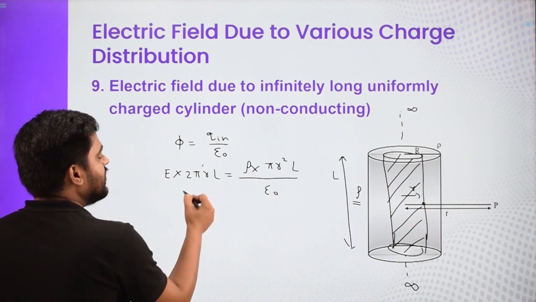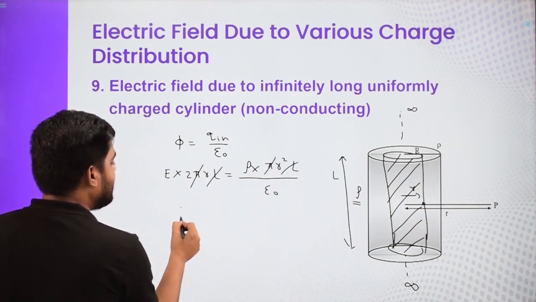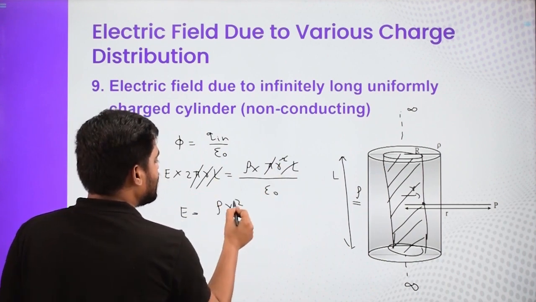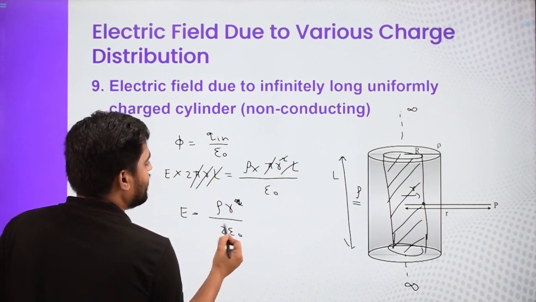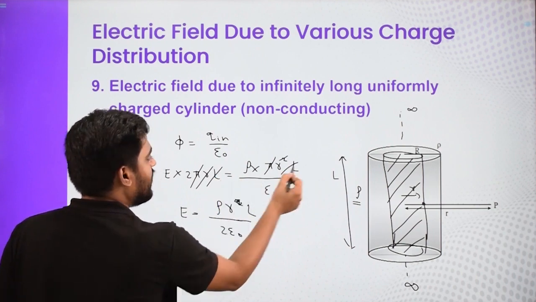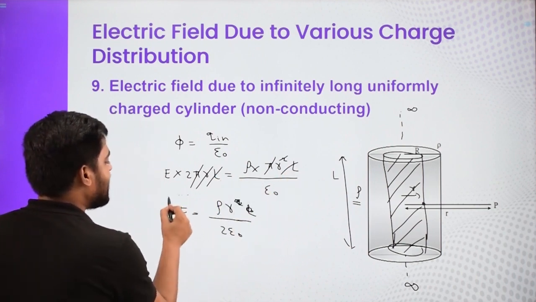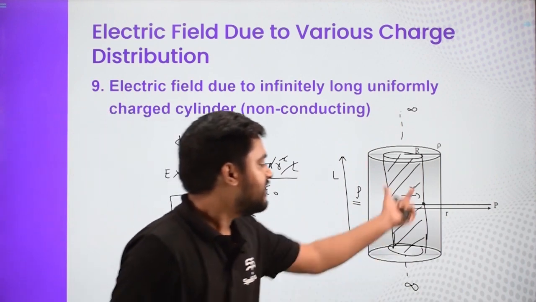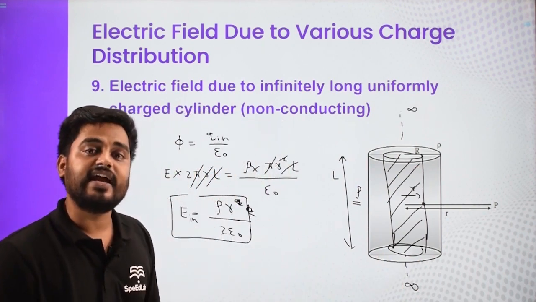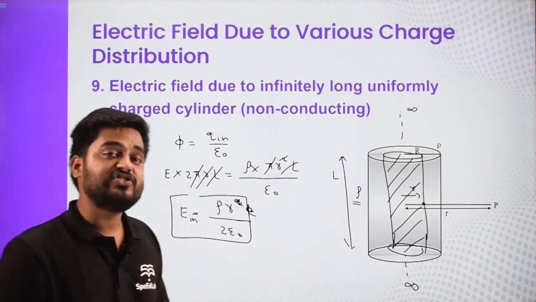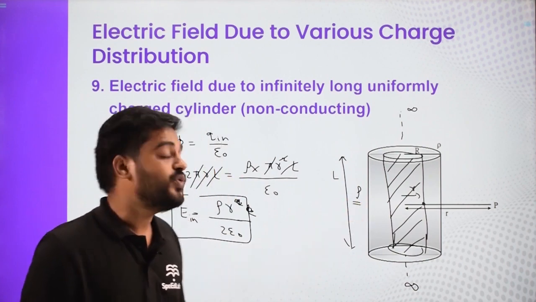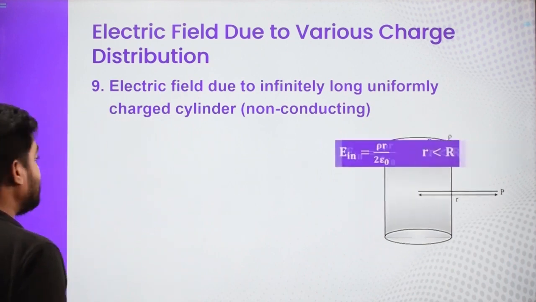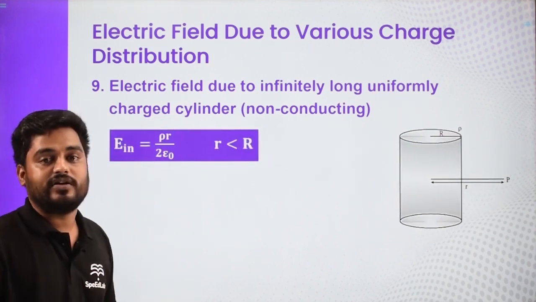So just cancel out pi and L, and we get E equals rho r square, r is also cancelled. So rho r divided by 2 epsilon naught. L also gets cancelled. So rho r by 2 epsilon naught, and this is the electric field for a point which is lying inside the solid, infinitely long cylinder, which is uniformly charged, having a volume charge density rho, at a distance small r from its axis. So the final formula is rho r by 2 epsilon naught.